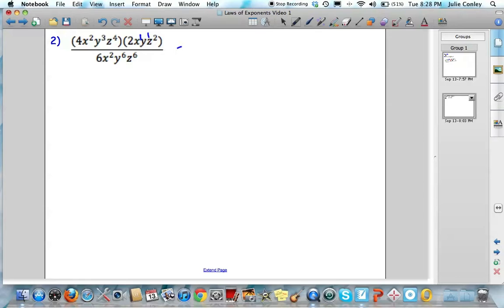So on our numerator, we have our coefficients. 4 times 2 gives us 8. And then we can go through each of our different variables. So we have x to the 2nd power and x to the 1st power. Add those exponents because we're multiplying. We get x to the 3rd power. Y to the 3rd power and y to the 1st. Again, we add the exponents because we're multiplying. Y to the 4th power. And then our z's finally to the 4th and to the 2nd give us z to the 6th power. And we'll put in that denominator again.